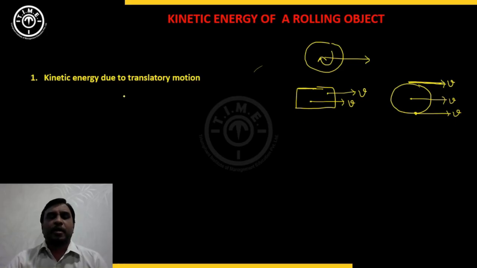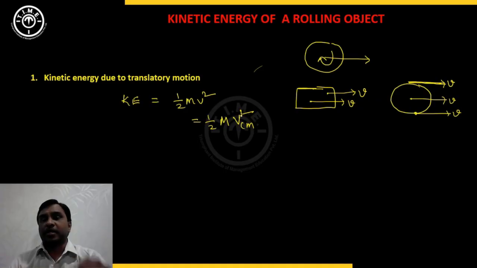So how do we write the kinetic energy of translatory motion? Simple, the kinetic energy due to translatory motion is half m v squared. You can write it as half m v_cm squared, where m is the mass of the object. The velocity of the center of mass and the velocity of any particle of the body are the same. This is the kinetic energy due to translatory motion.